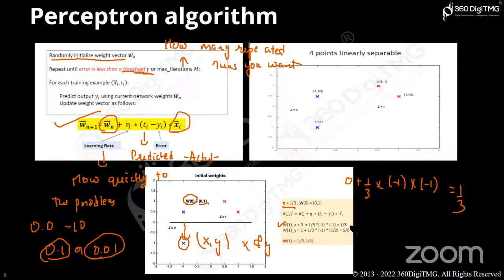Similarly, for y, it is 1. 1 plus 1 by 3 times the error, which is -1, and the x value is 0.5. So the answer is 5 by 6. This is how you calculate the next weights. So weights at 1 would be 1 by 3 and 5 by 6. Similarly, you can continue on for the next steps, moving forward on how you want to calculate these weights.